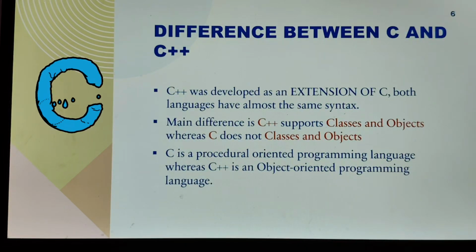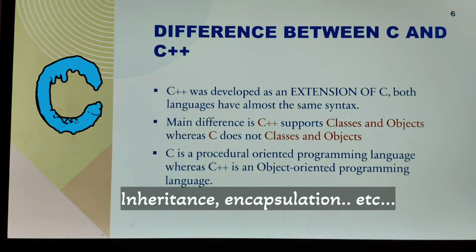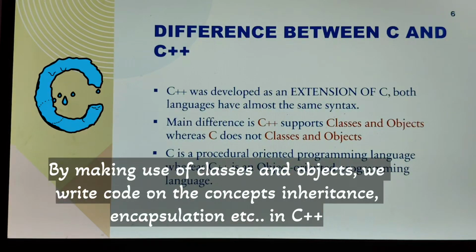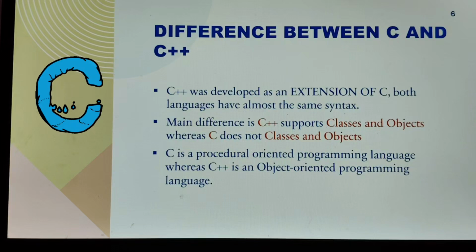Here I am discussing the basic differences between the C and C++ languages. Most of the concepts are similar in both languages. The main difference is that C does not support the concepts of objects and classes. There are concepts like inheritance and encapsulation. These can be used by making objects and classes. By making use of objects and classes, we go for inheritance and encapsulation concepts. These are very much used in Java and C++.